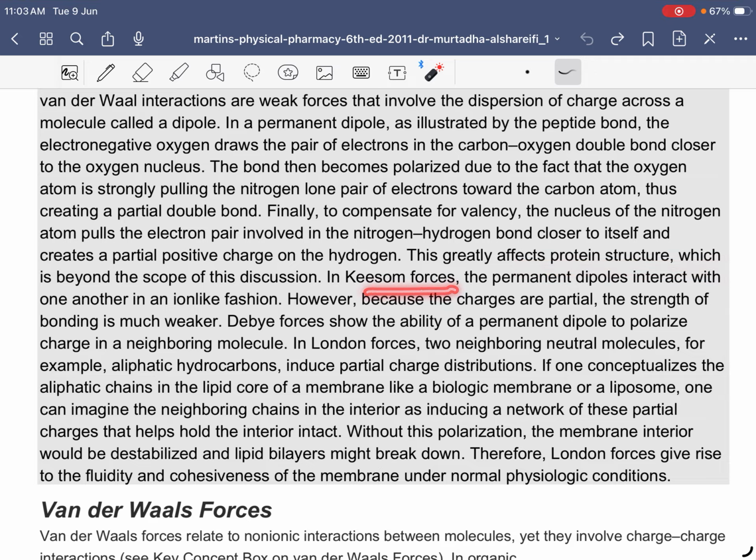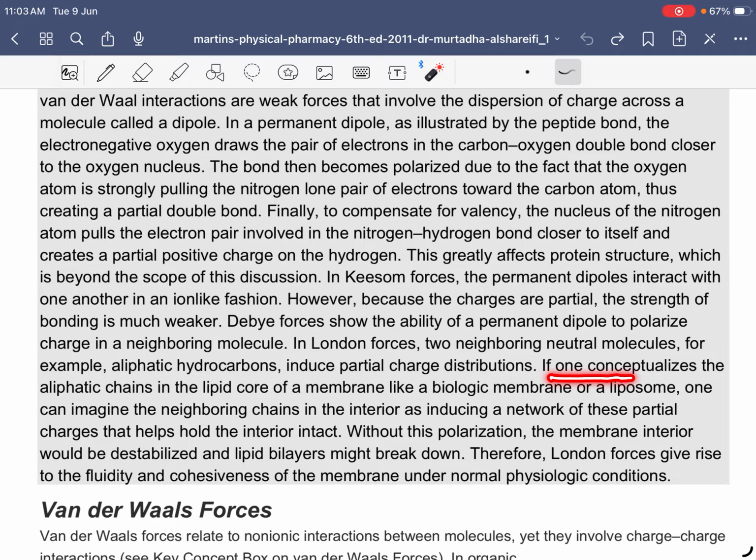In Keesom forces, the permanent dipoles interact with one another in an ion-like fashion. However, because the charges are partial, the strength of the bonding is much weaker. Debye forces show the ability of a permanent dipole to polarize charge in a neighboring molecule. In London forces, two neighboring neutral molecules, for example aliphatic hydrocarbons, induce partial charge distribution.